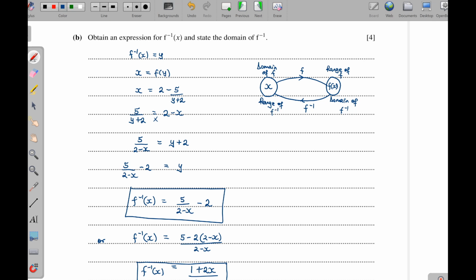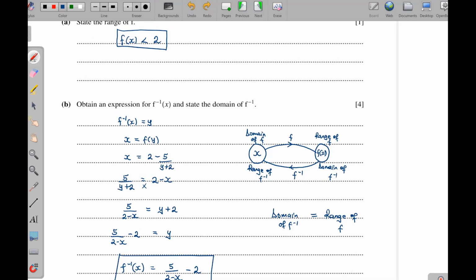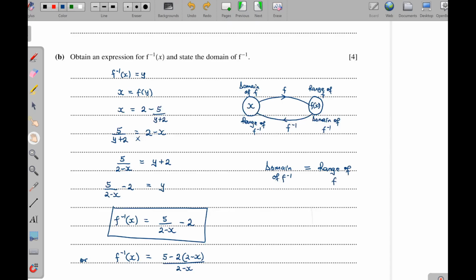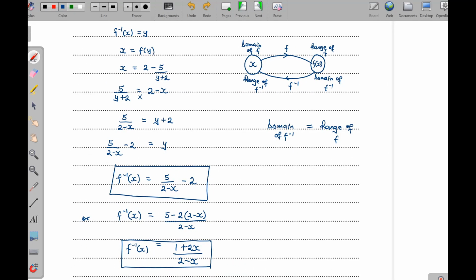So from here, the domain of the inverse is the same as the range of f. You can see domain here, the same as the range there. Now, what is the range of f? Range of f is f of x less than what? 2. But when we are writing the domain, we write it in terms of the independent variable. We write it in terms of what?